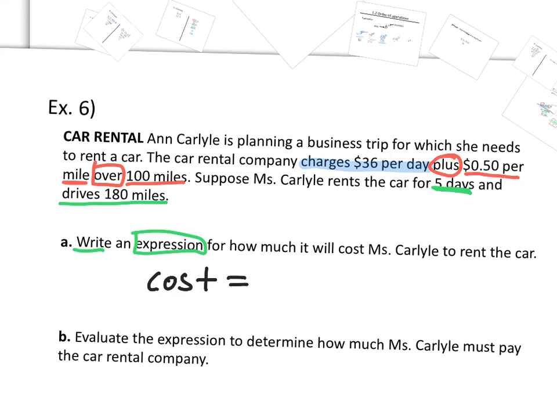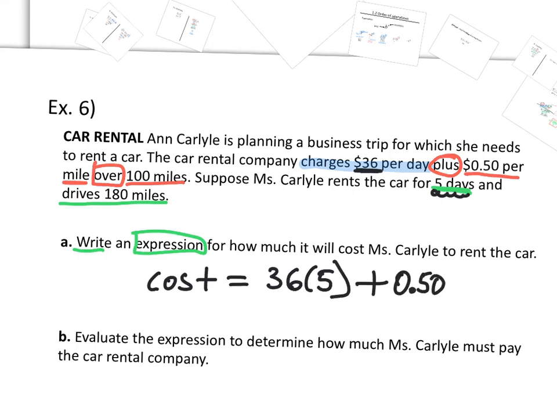I want to know how much will she pay when she rents a car. So common sense, let's use number sense. The car rental company is charging 36 per day. So that means that we have 5 days times the $36 per day. So I'm going to put 36 times 5. And I put parentheses because that's the same thing as multiplication. Plus 50 cents. So there's the 50 cents right here.